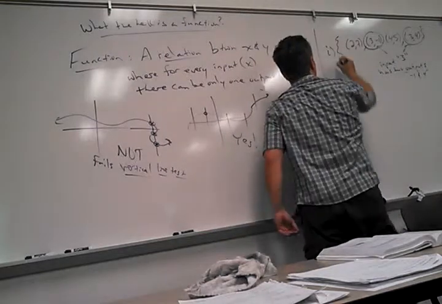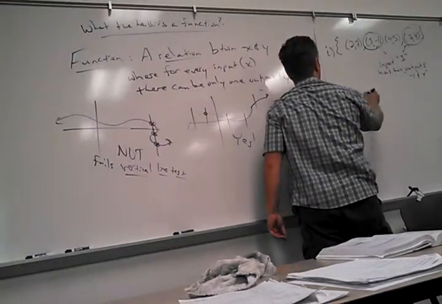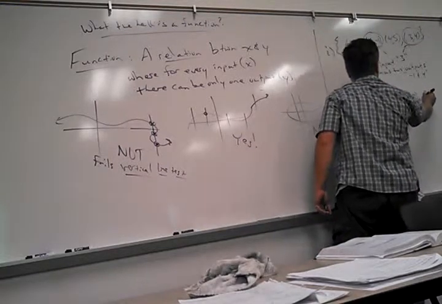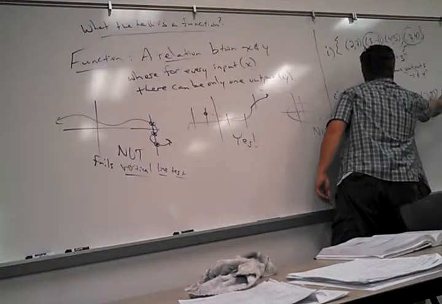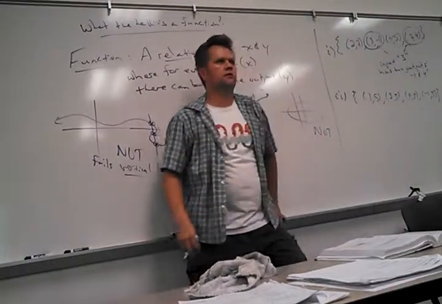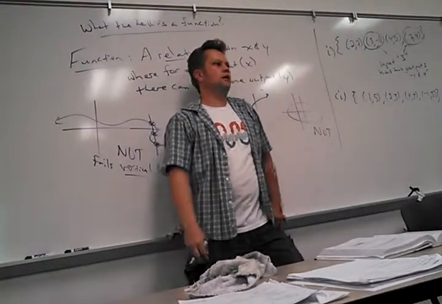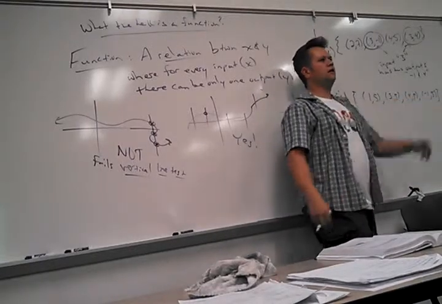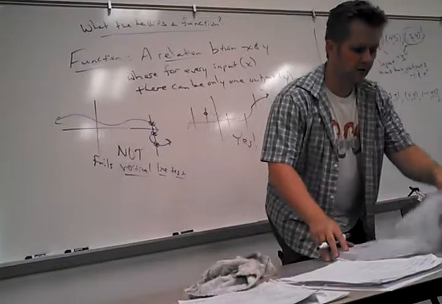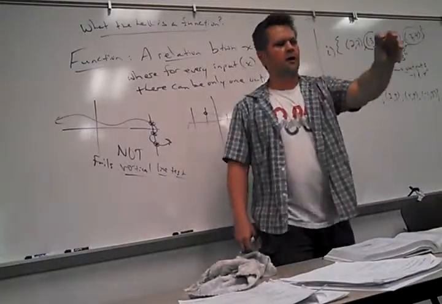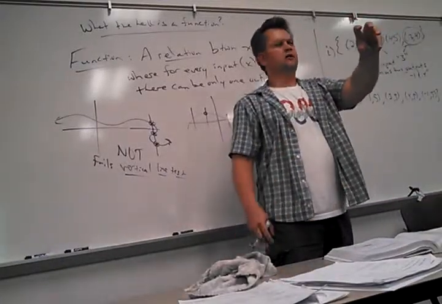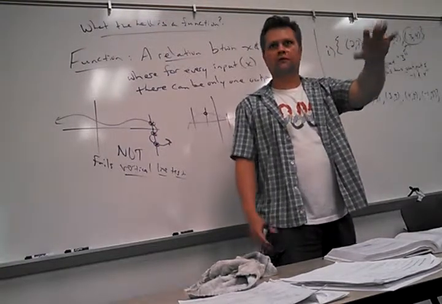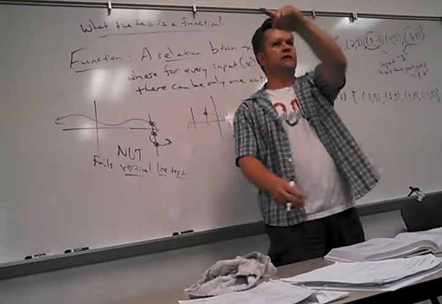What about this one? Here's an evil one. I'm telling you up front, this is evil. Is that a function? Yes, totally. 1 only goes to 5. 3 only goes to 5. 4 only goes to 5. So this would be like if I put the baseball down there, 5 feet off the ground. A second later, it's 5 feet off the ground. 3 seconds later, it's 5 feet off the ground. That makes physical sense. It's fine to be a flat line.